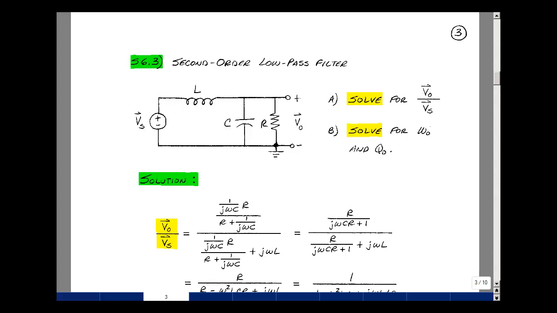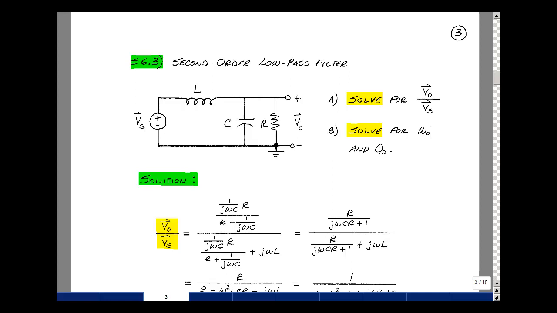This lesson deals with Supplemental Problem 6.3. You can find this problem in the course ebook in the Chapter 6 Supplemental Problems on page 3. In Chapter 6, around page 19, we introduced what's called a second-order low-pass filter. We use the word second order to refer to the fact that we've got two reactive elements.